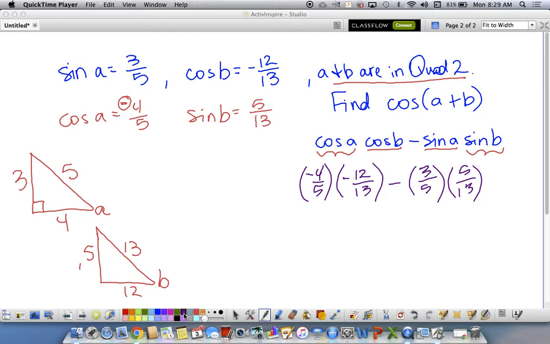Okay. Now, I would say the hardest part is recognizing what you have to find and finding it. Once you have it all, plugging it in should be the easy part and just doing the math. Okay? So, what are we going to get?